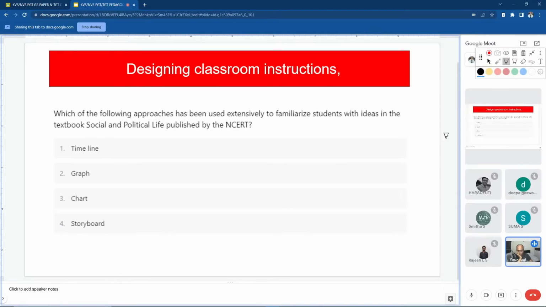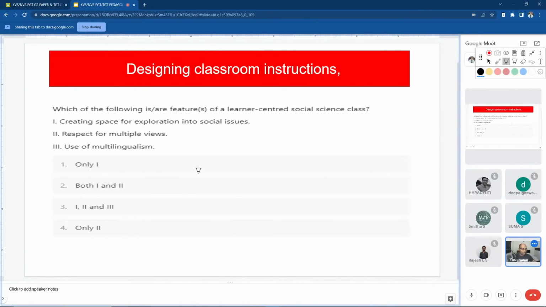Storyboard. Storyboard, correct. So when you want to teach the independence struggle, instead of the lecture method, instead of showing them a timeline or a chart or graph, if you show the storyboard of how the people revolted against the Britishers and how they got independence, that will become more easy for them to understand. So the storyboard approach is correct to familiarize students with ideas in the textbook Social and Political Life.